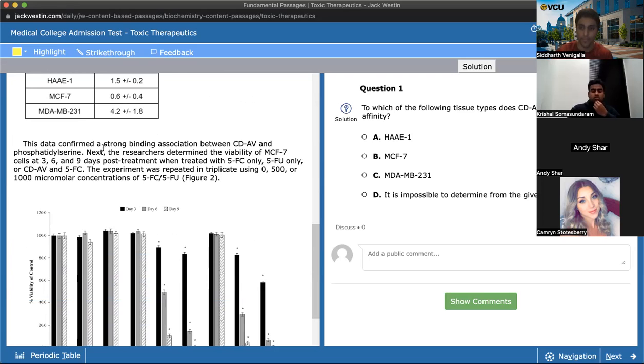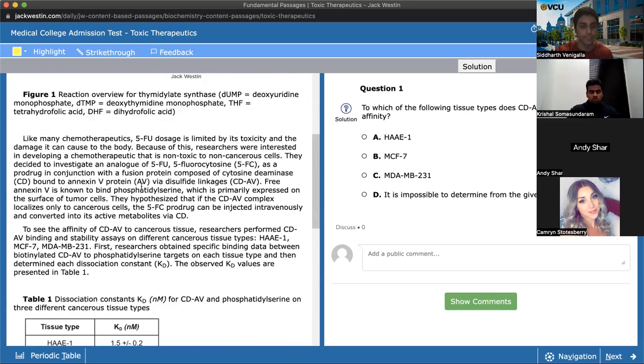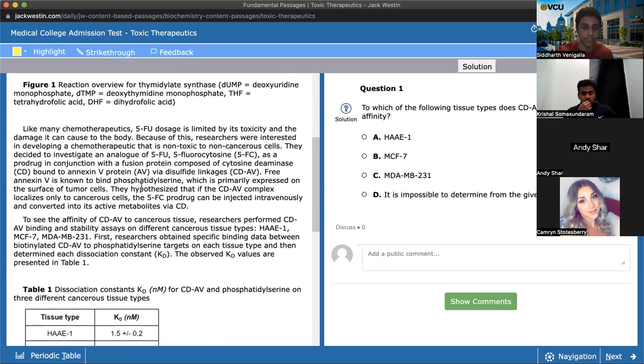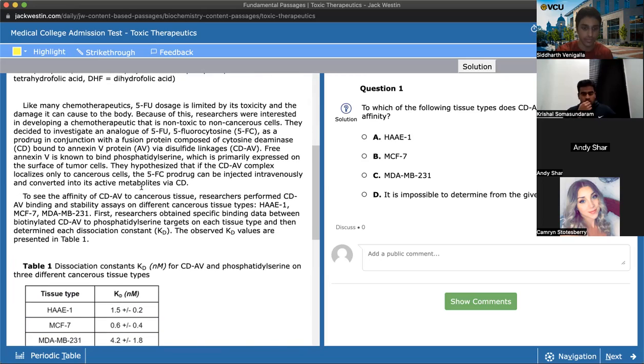It was a little confusing. Right now I kind of get that 5-FC is a chemotherapeutic type of drug for cancer. It is somehow related to this thing called CDAV, and the CDAV thing is trying to bind to phosphatidylserine, which I think is part of a cell membrane. And they're trying to see how well it binds to different tissues. Yeah, that's a really good start.